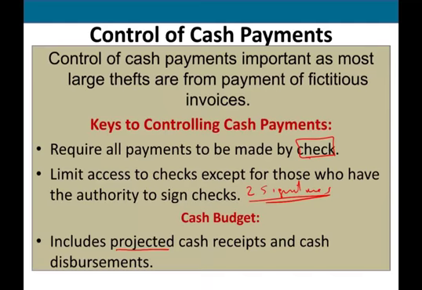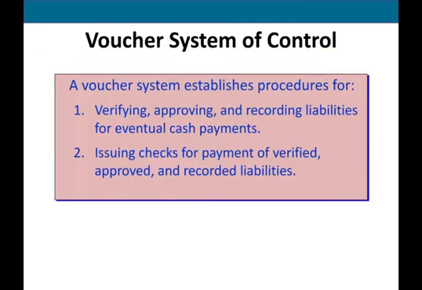Okay. Now, we need to use something called the voucher system of control. What's a voucher system? A voucher system is a file system. Simply, it's a bunch of files put together. If you are an auditor, or if you're studying accounting later, understanding how the voucher system works will help you tremendously when you're auditing a company or studying for your audit course. So let's see what a voucher system is. A voucher system establishes procedures for verifying, approving, and recording liabilities for eventual cash payment, and issuing cash only for verified, approved, and recorded liabilities.